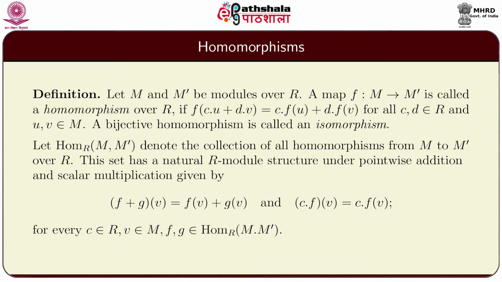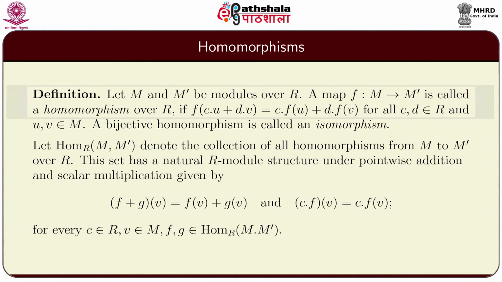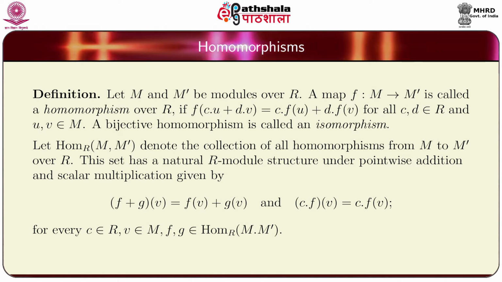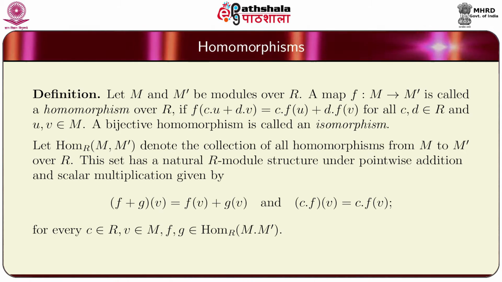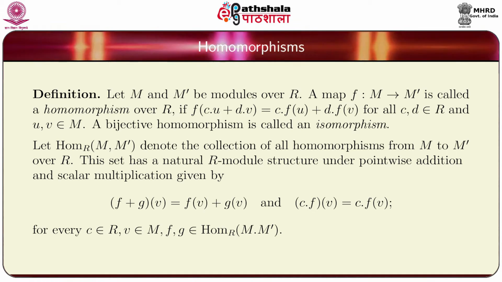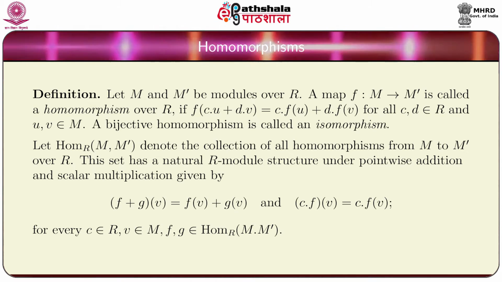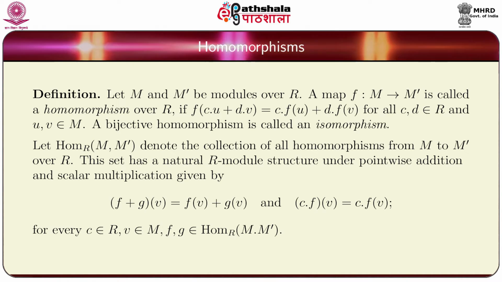Now we define a homomorphism between modules. Let M and M dash be modules over R. A map F from M to M dash is called a homomorphism over R if F of c dot u plus d dot v equals c dot F u plus d dot F v for all c and d in R, and u, v in M. And a bijective homomorphism is called an isomorphism.